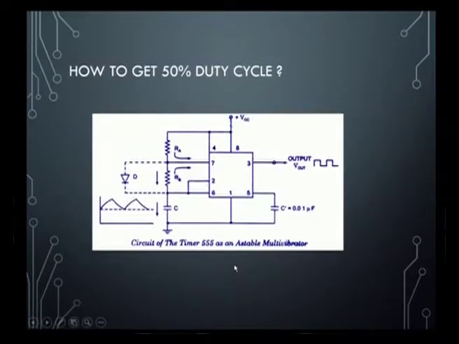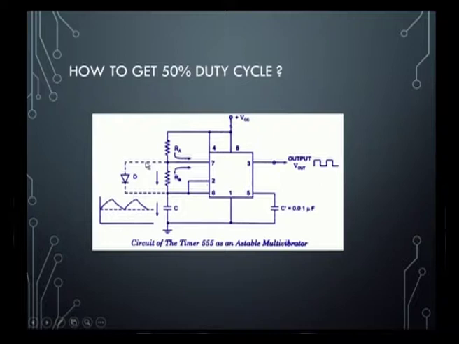Till now we have discussed the duty cycle, the high period and low period expressions, and also the overall period of oscillation. Now, how are we able to achieve a 50% duty cycle? If we want to change the duty cycle, how can we achieve it, and how can we maintain exactly 50% duty cycle?